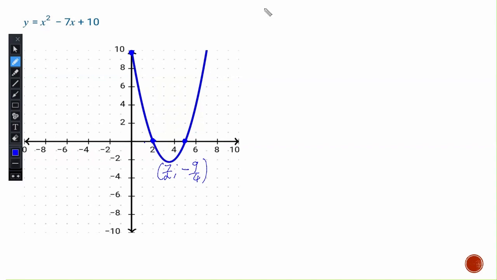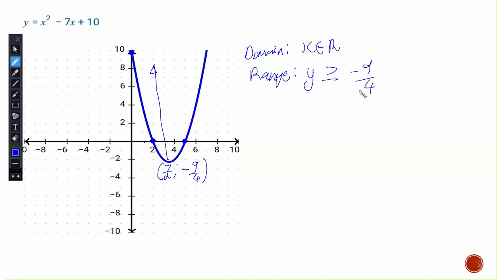Okay, and then again, with the domain and range questions, we have domain: x is an element of real numbers, as we already know. Then your range, because we have a concave up graph, it needs to start from here going all the way up. So we will write y greater or equal to -9/4. Note that when we are writing the range, we only focus on the y coordinate of the turning point.